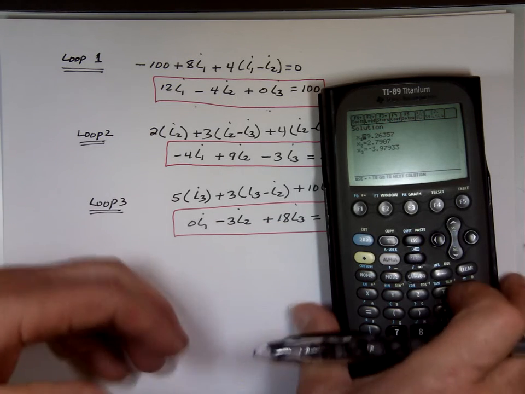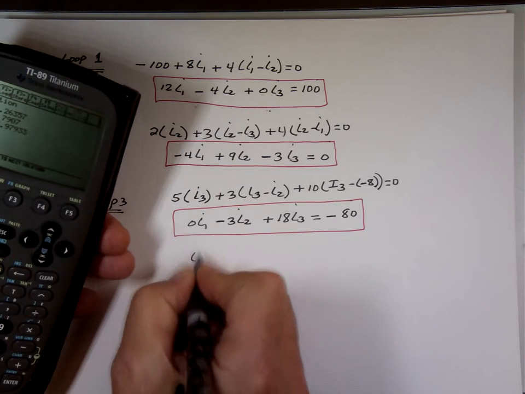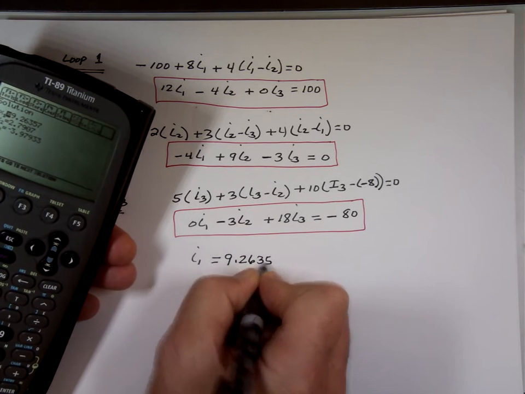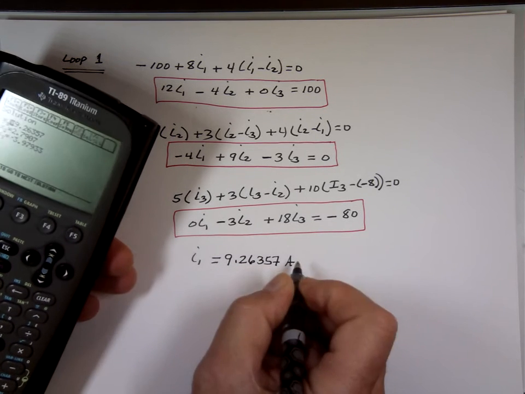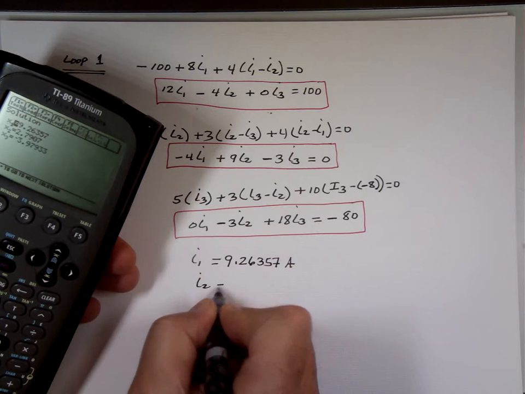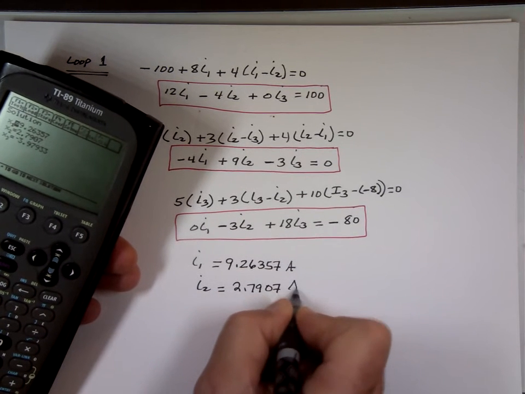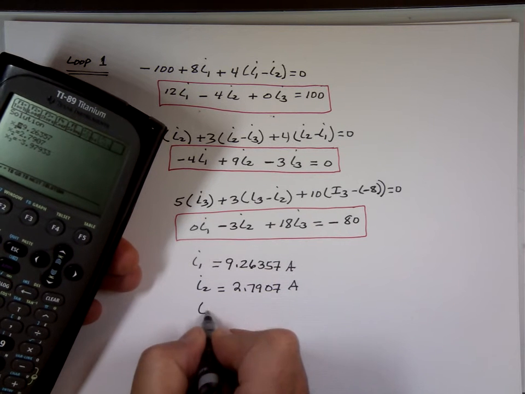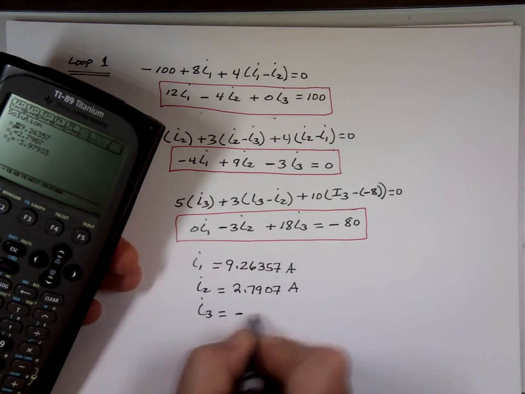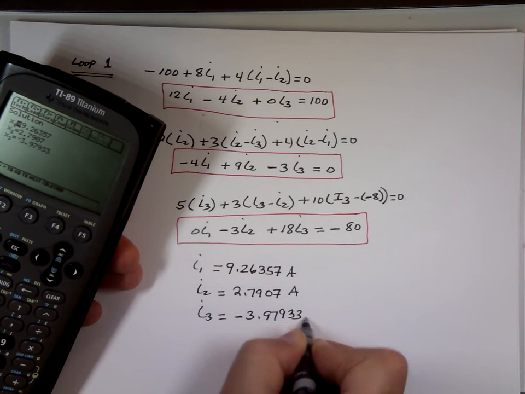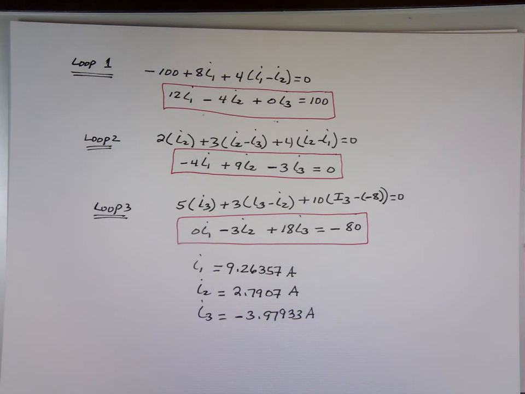Right there. I sub 1 equals 9.26357 amps. I sub 2 is equal to 2.7907 amps. And I sub 3 is equal to negative 3.97933 amps. And if you're looking for anything else in that problem, then you can just solve for them.